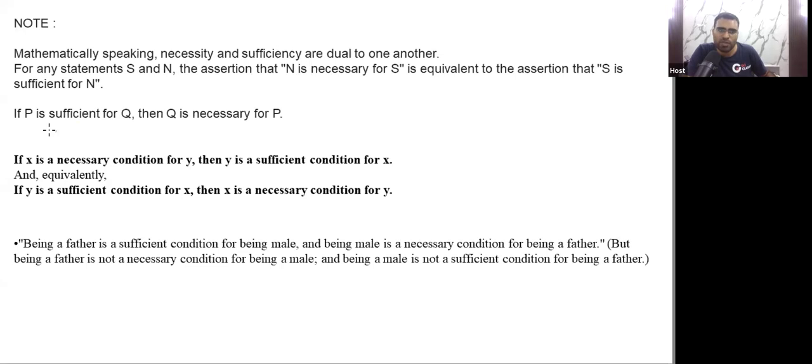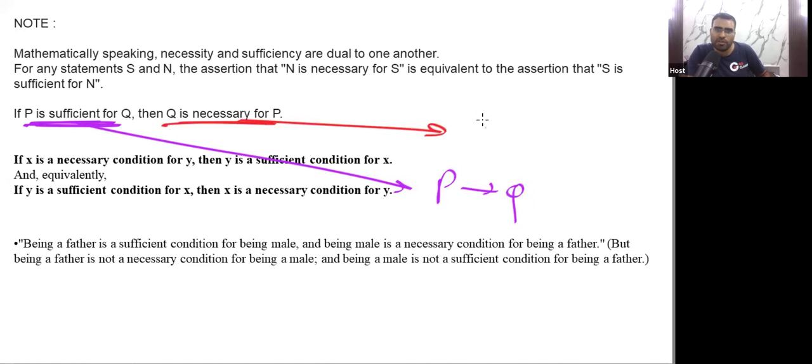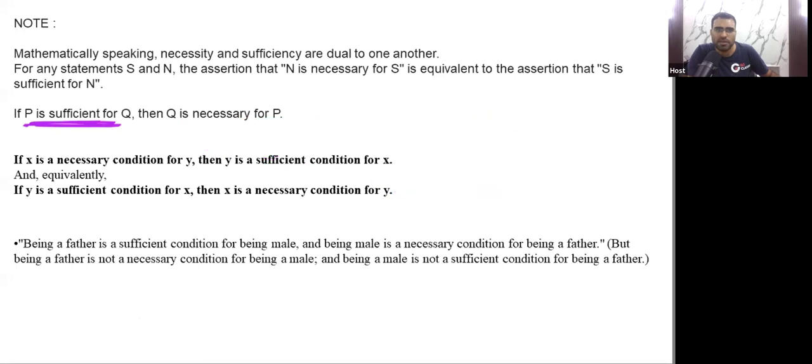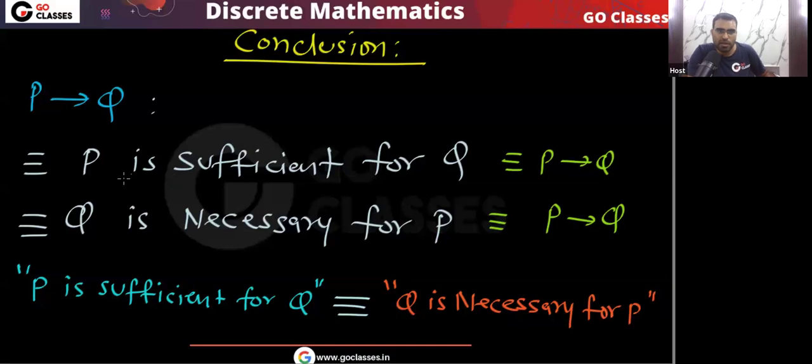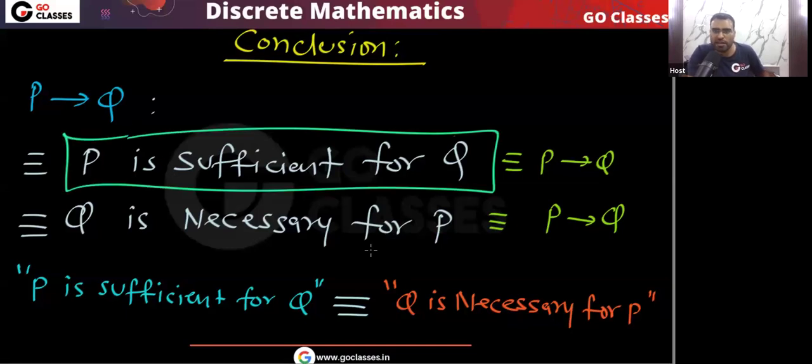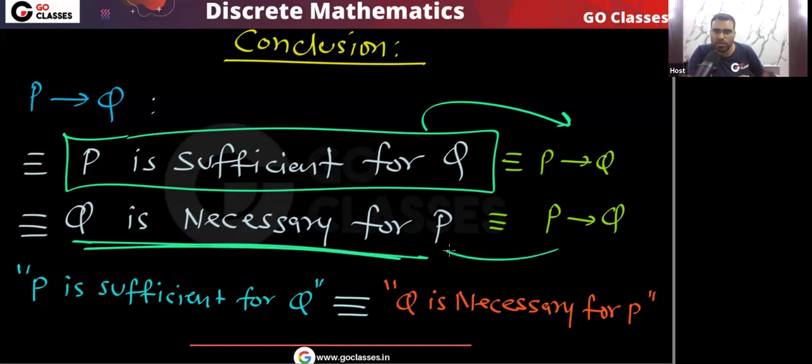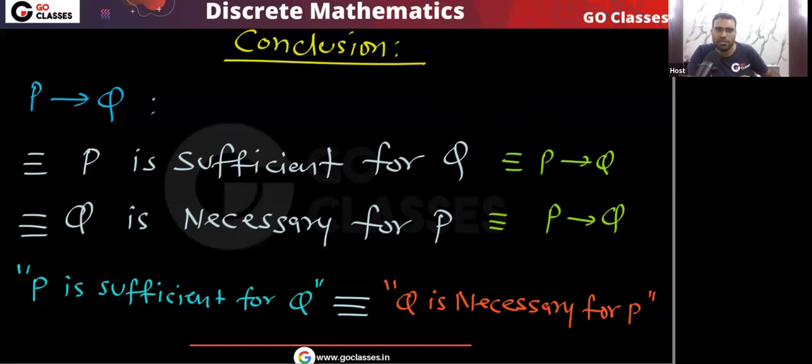Because P is sufficient for Q means P implies Q. Q is necessary for P means P implies Q. Both are P implies Q. Both are the same. Yes or no? P is sufficient for Q and Q is necessary for P, these two statements are the same. So if P is sufficient for Q, then Q is necessary for P. You will write P implies Q for the first, and the same for the second. So they are actually the same.